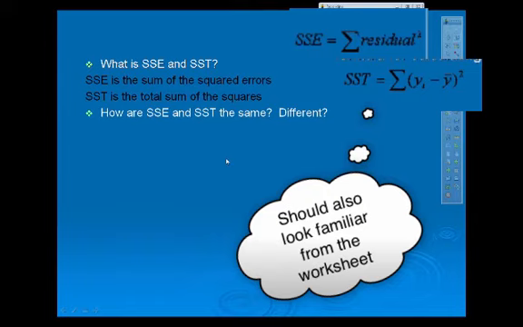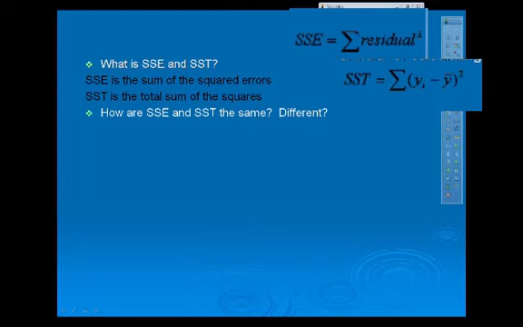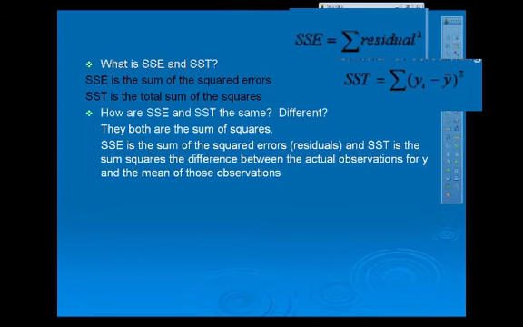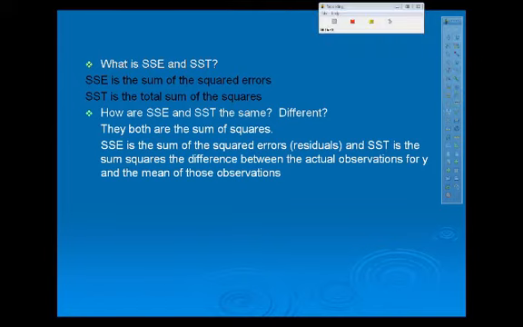SST is the total sum of the squares. How are SSE and SST the same and different? They both are the sum of squares, and SSE is the sum of the squared residuals, and SST is the sum of the squares of the difference between the actual observations of y and the mean of the observations.